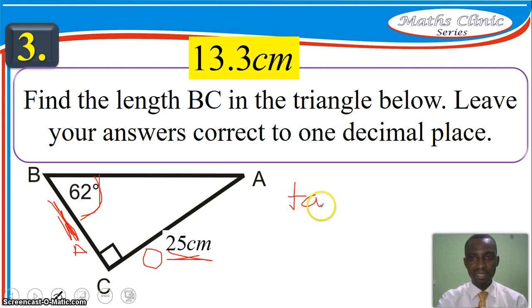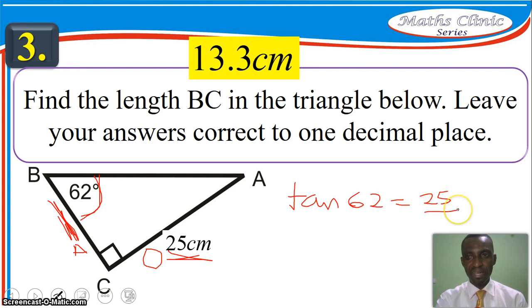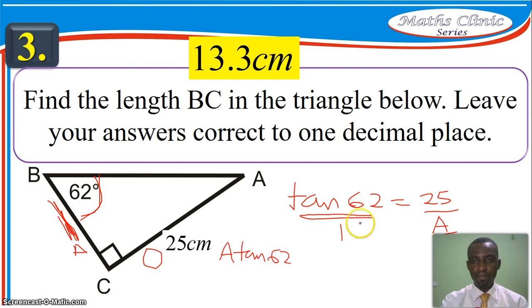So we can say tan of theta, and theta is 62, is equal to opposite, which is 25, divided by adjacent, which we don't know, so let me call it A. Once again we can do cross multiplication, and A times everything here will give us A tan 62 is equal to 25. Let me create a new space here for this.